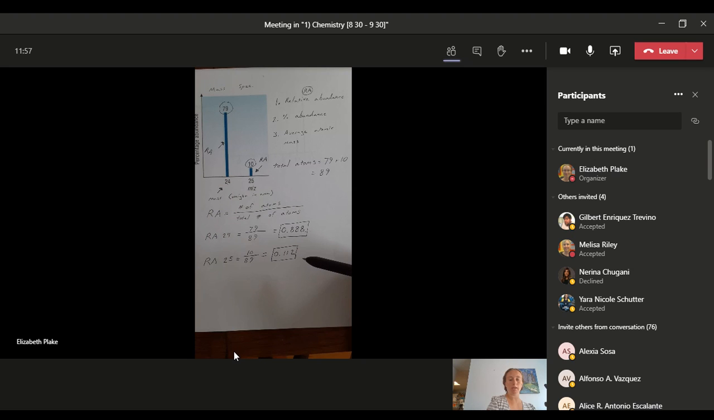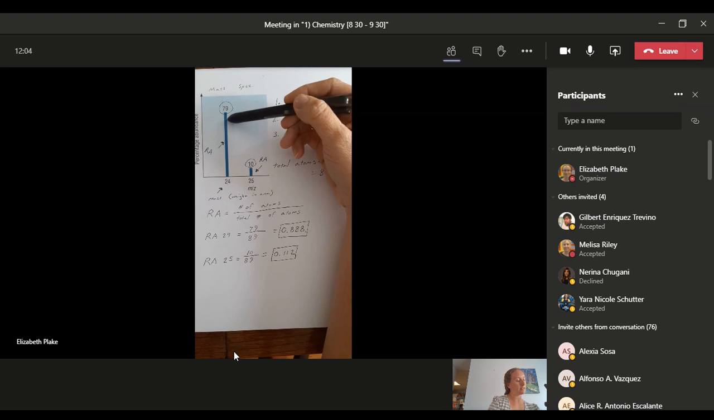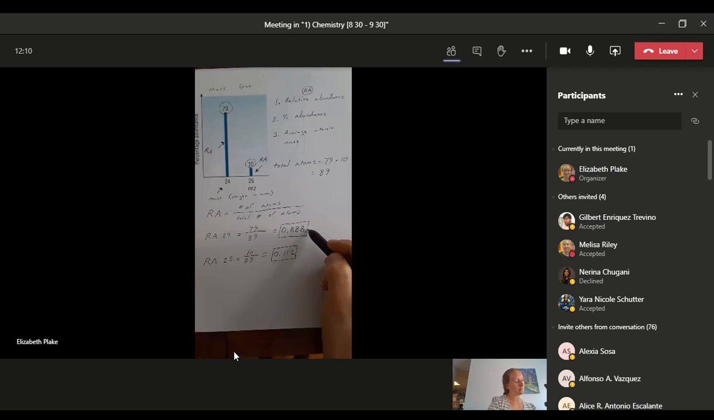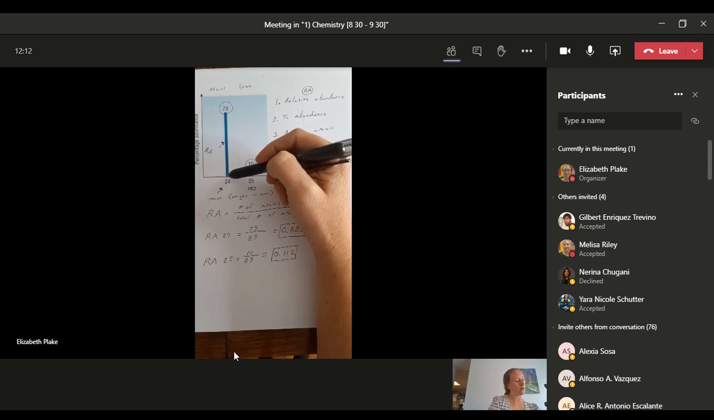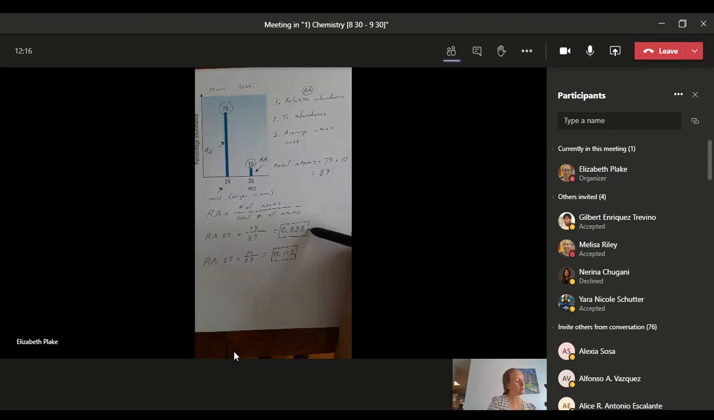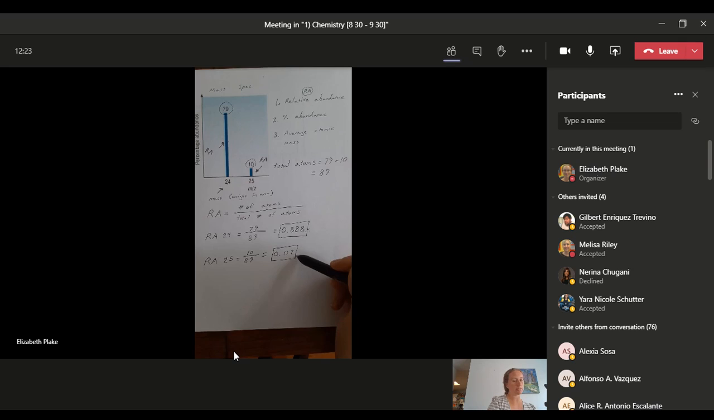And if you want a quick double check on your work, the bar that is for the 24 mass isotope, this bar is higher. And if you notice, this number is bigger. Whichever bar has more atoms, that is going to be your bigger number. Whichever bar has less atoms, that is going to be your smaller number. So that is a real quick spot check on your work.